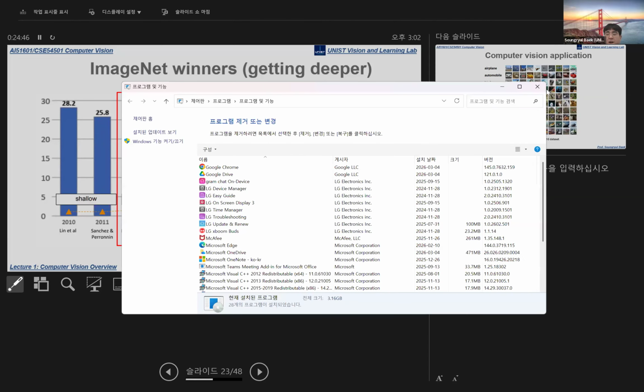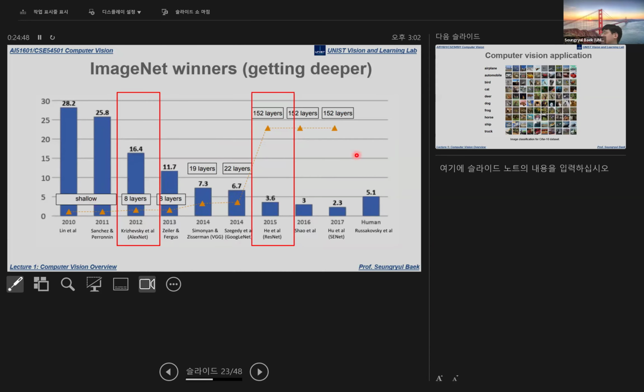So that's why it is called a deep learning algorithm. They are called deep learning algorithms because they have more than one layer. And in the year 2012, the deep learning algorithm had 8 layers. And you can see in their error rate, there is a 10% gain.